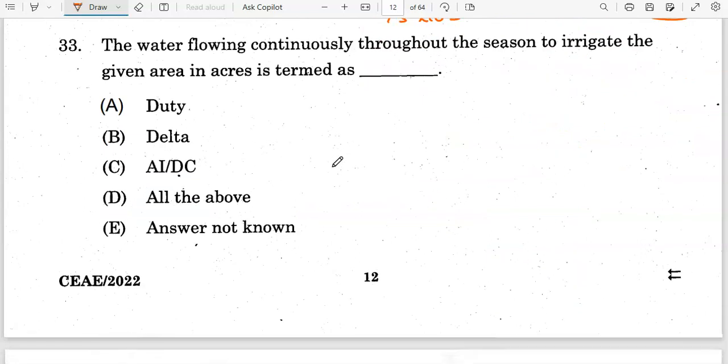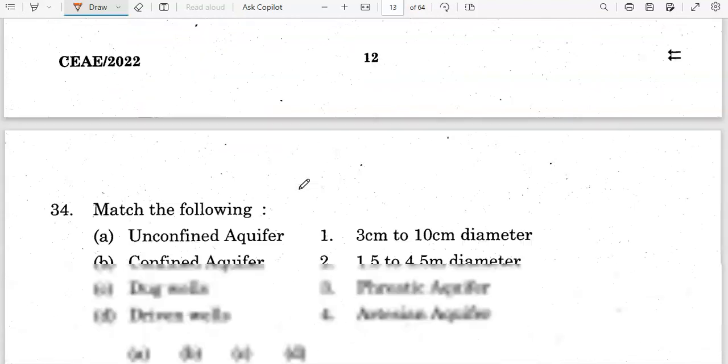Next question. The water flowing continuously throughout the season to irrigate the given area in acres is termed as. So water flows throughout the season, so it is said to be duty. Option A is the correct answer. Other than this. Next question.